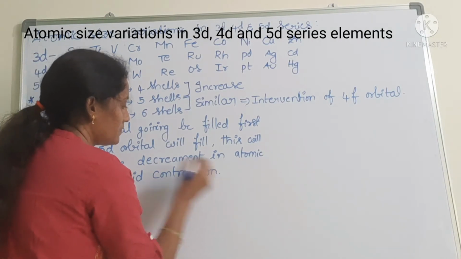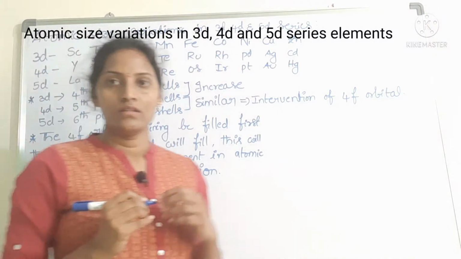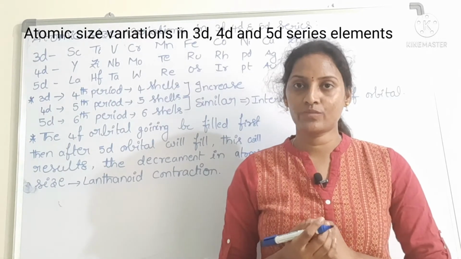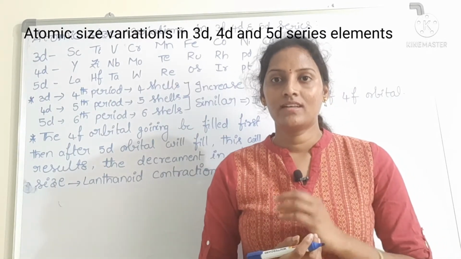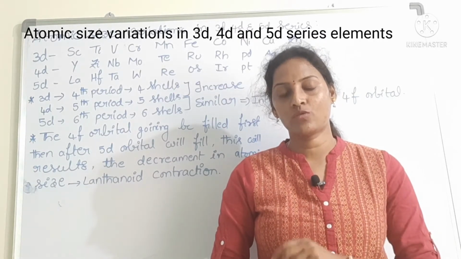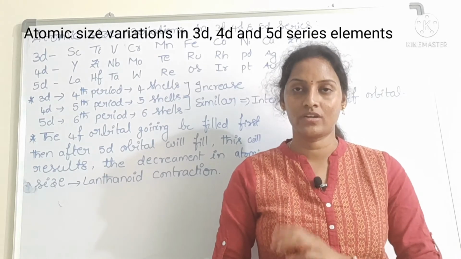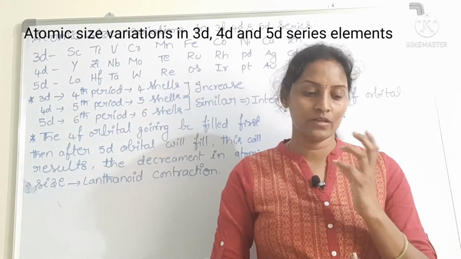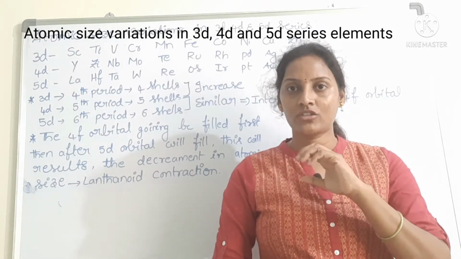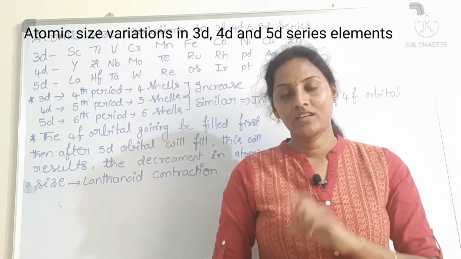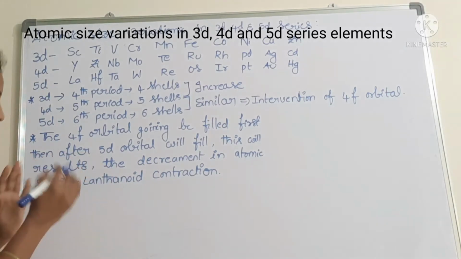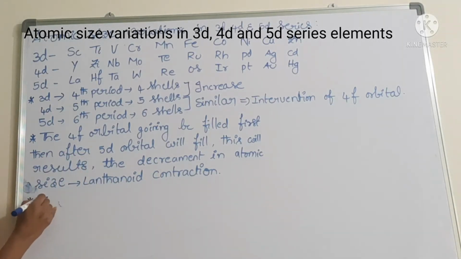See here, what is the reason responsible for the lanthanoid contraction? The reason responsible is the imperfect shielding effect. First of all you need to know what the shielding effect is. The shielding effect is generated by the inner electrons opposing the outer electrons towards the nucleus. That is known as shielding effect. So that is the main reason responsible for the lanthanoid contraction.